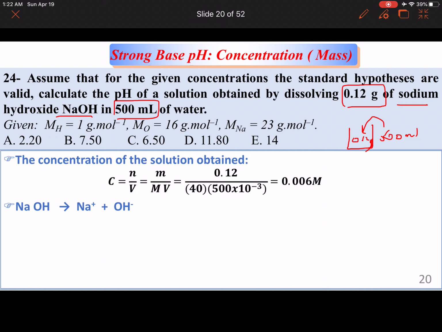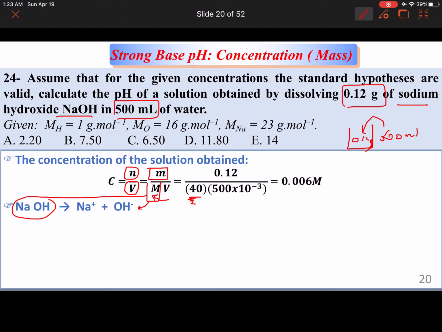How do I calculate concentration? Concentration is the number of moles divided by the total volume in the solution. And you know that the number of moles is the mass divided by the molar mass. And it's not the molar mass of OH minus, guys. It's the molar mass of NaOH. And watch out for that. A lot of you make the mistake.